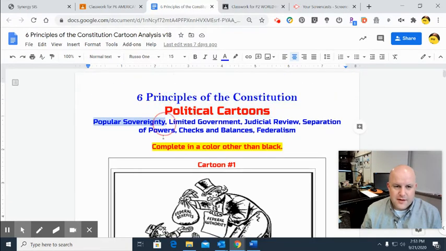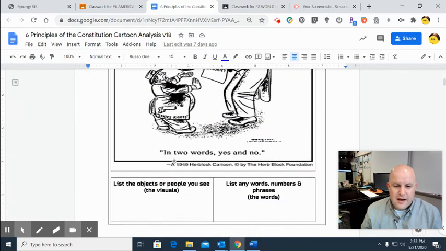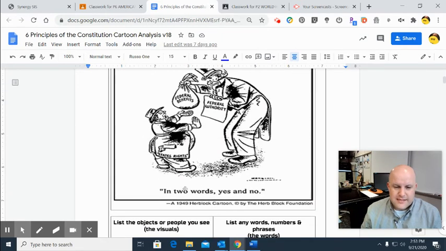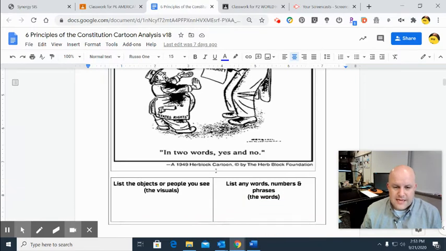Popular sovereignty: power comes from the people. So how do these cartoons break down? We're going to do a couple. I did a couple in class. So, listing the objects or people you see in the visuals. So again, you have federal authority, federal benefits. So in two words, yes and no. This is the object or people you see in the visual.